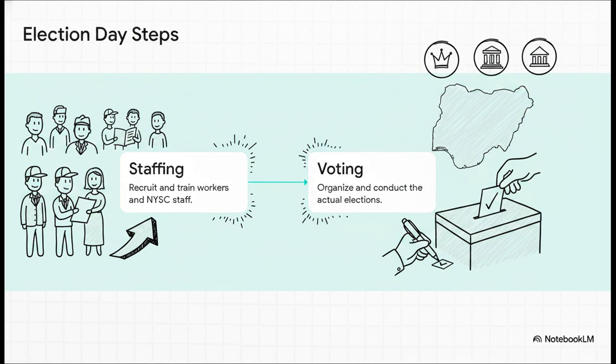Step 2 is organizing and conducting the elections. They set the dates and directly manage the voting across the country for major positions. We're talking president, state governors, and the national and state assemblies.